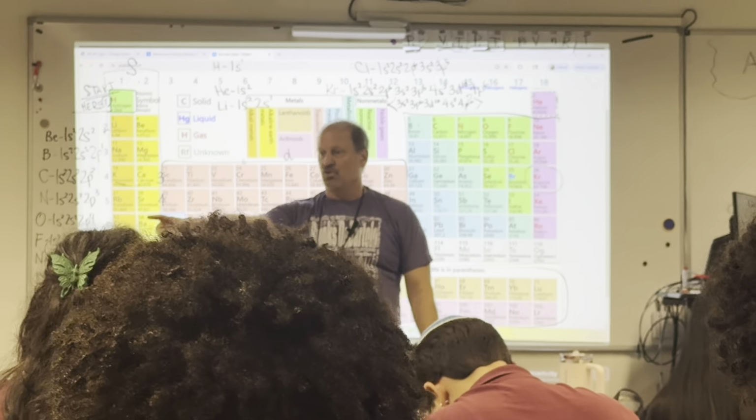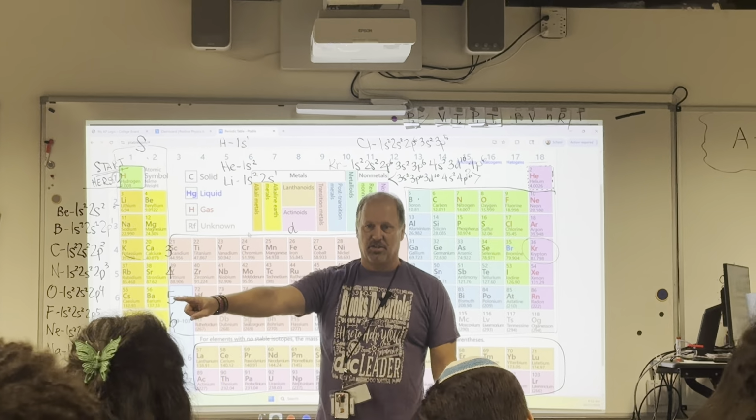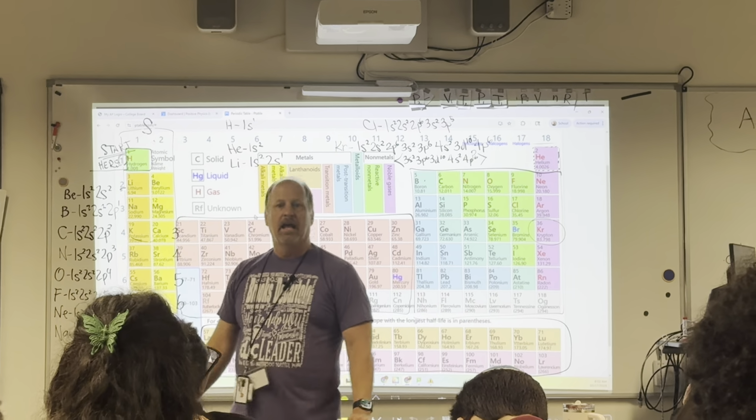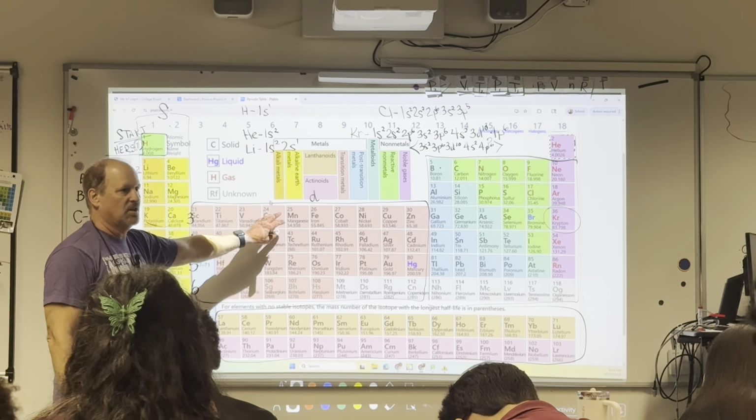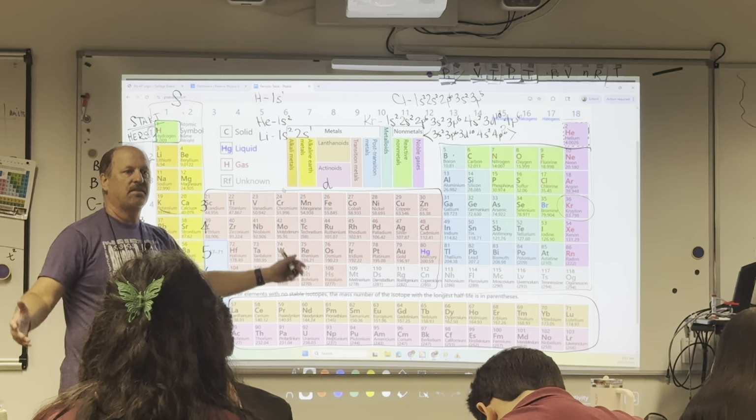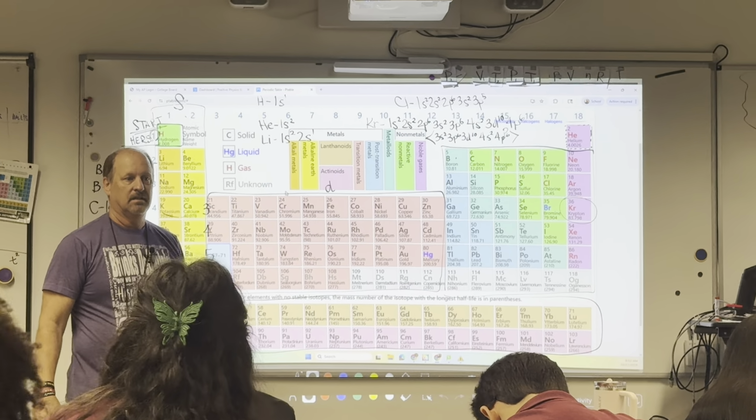So Geronimo brought up a great question. He said, how is it then that these guys have a different number of electrons? I thought the outer shell could only have 8.